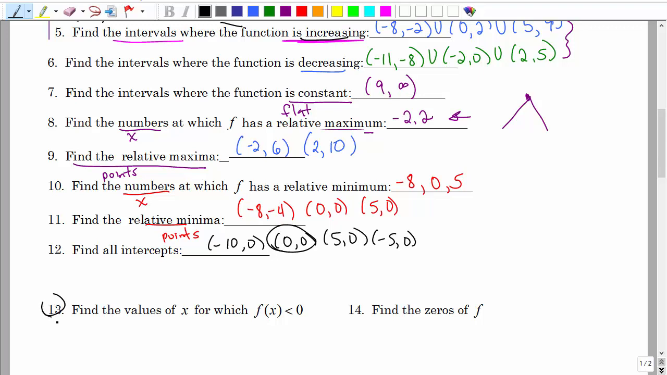Number 13 is different. Find the values of x for which f of x, which is y, is less than 0. Again, that's a really interesting way to write that. Find the values of x, again that's the domain, for where y is less than 0. What does less than 0 mean? It means negative. So where are y values negative? They are below the x-axis.